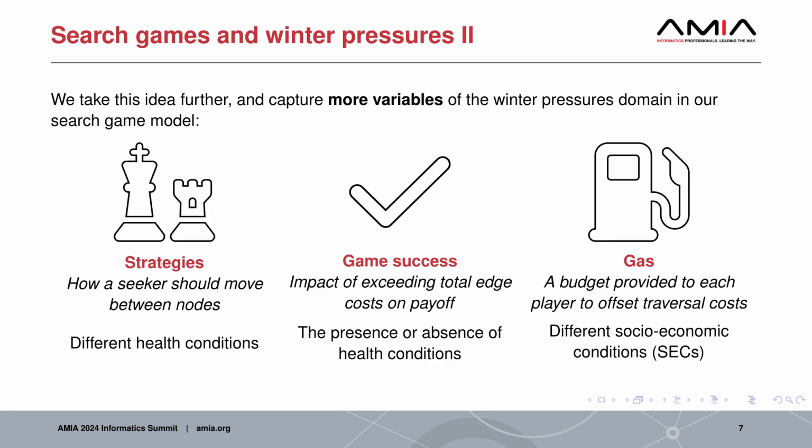Finally, we can introduce this notion of what we call gas, which is a budget provided to each player so that the cost of moving from node to node doesn't directly impact their payoff, but instead goes against this gas level. It offsets traversal costs. We can see this quite naturally mirroring things like socioeconomic condition. Players with a higher amount of gas, for example, we could use to represent higher socioeconomic condition.